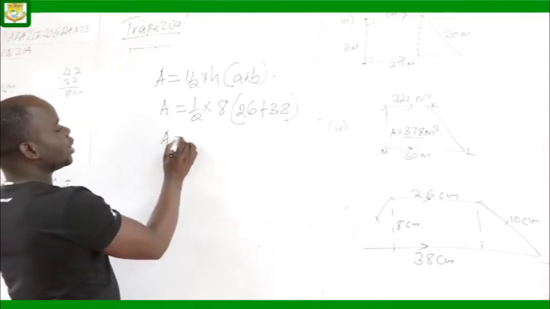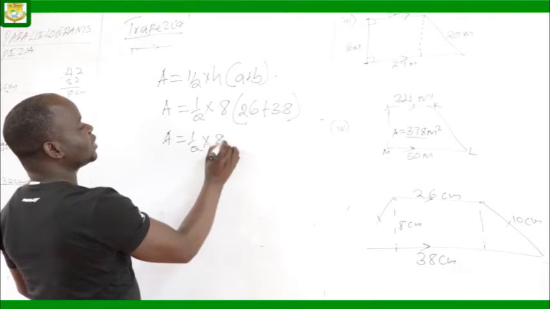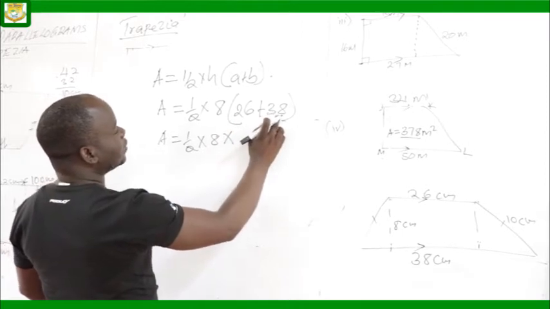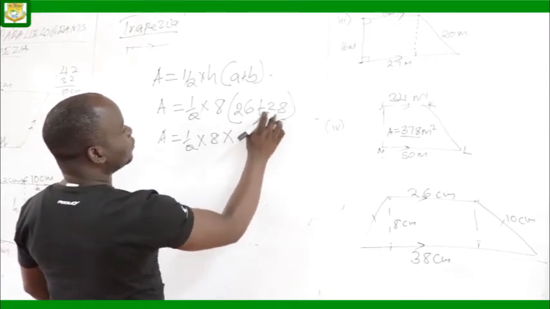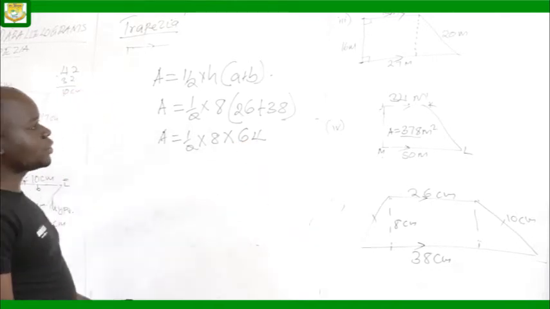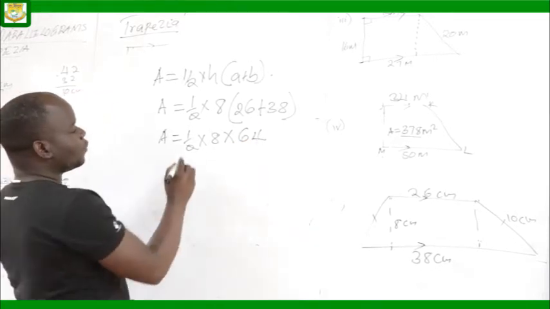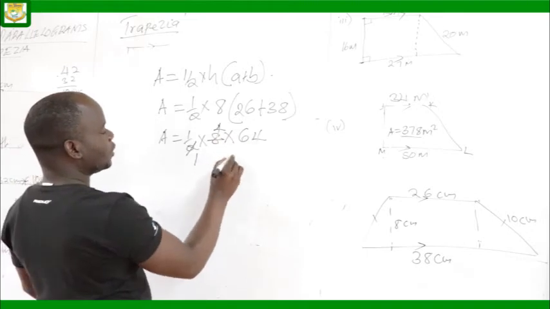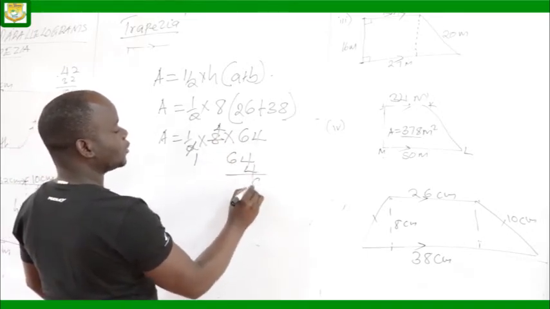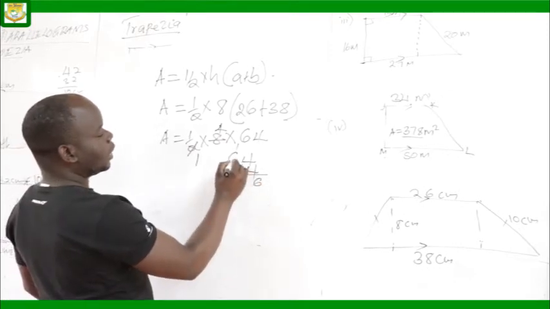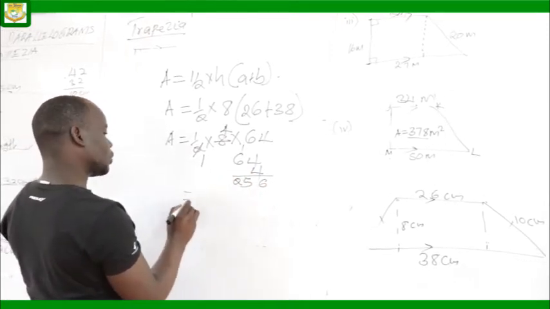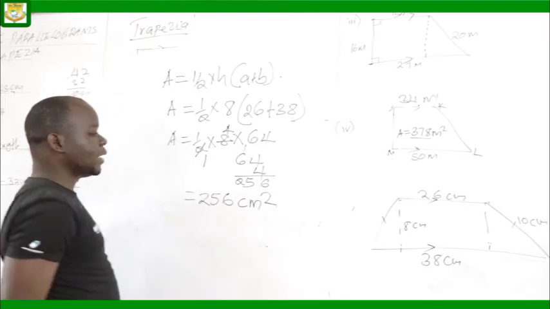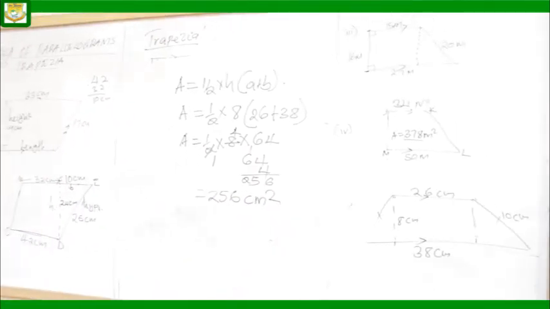So area equals a half times 8 times the sum of the parallel sides, that is 26 plus 38, which becomes 64. Therefore, 2 into 8 is 4. So it becomes 4 times 64. 4 times 4 is 16, carry 1, 4 times 6 is 24, plus 1 is 25. So it is equal to 256 centimeter square as the area of that isosceles trapezium.